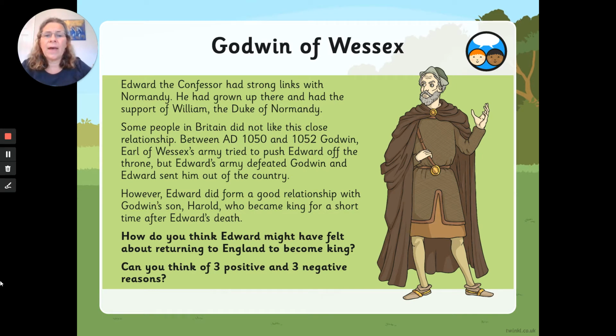He had grown up there and had the support of William, the Duke of Normandy. Some people in Britain did not like this close relationship. Between AD 1050 and 1052, Godwin, Earl of Wessex, and his army tried to push Edward off the throne, but Edward's army defeated Godwin, and Edward sent him out of the country. However, Edward did form a good relationship with Godwin's son, Harold, who became king for a short time after Edward's death.